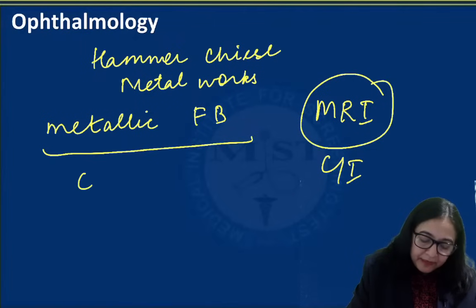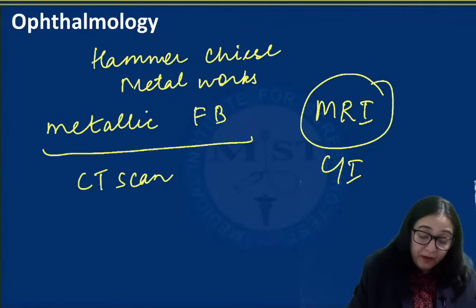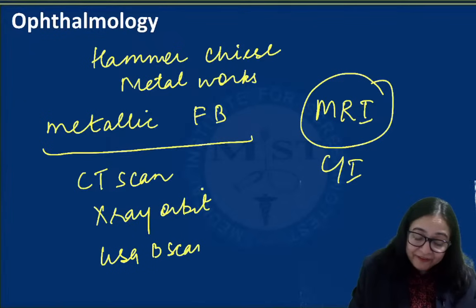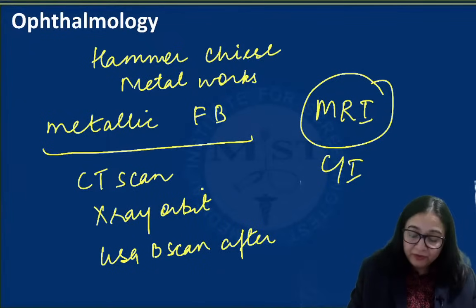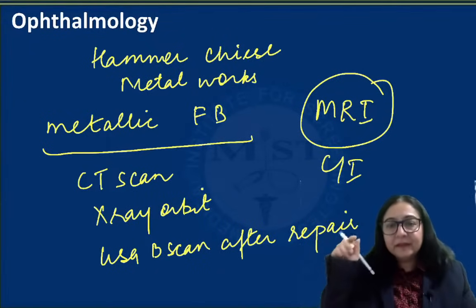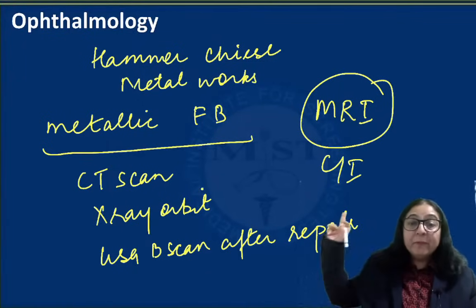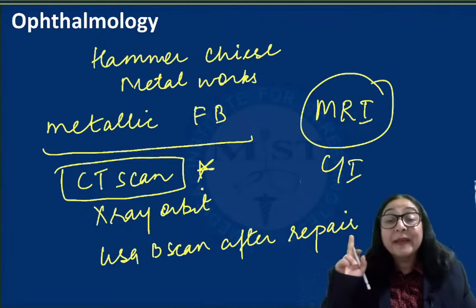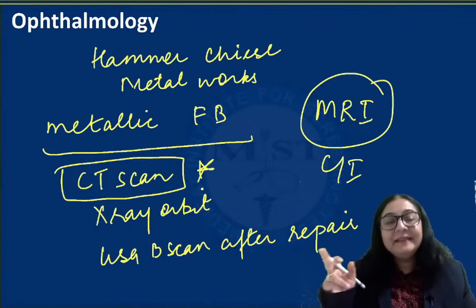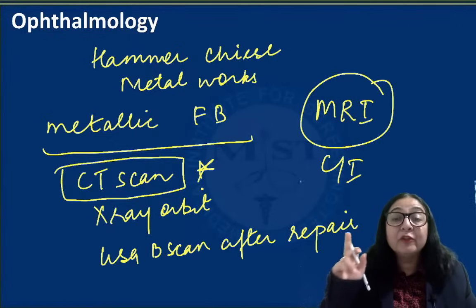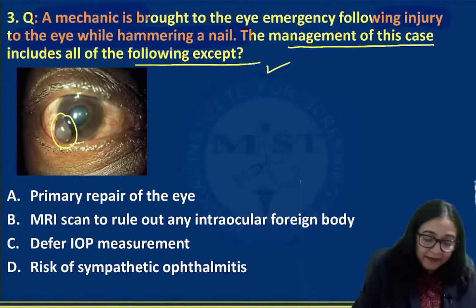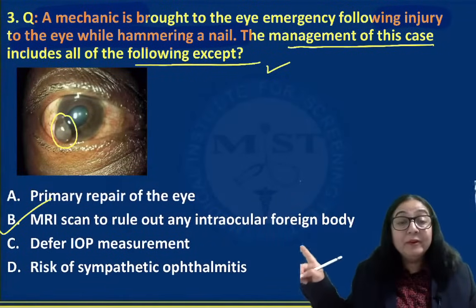The best will be to do a CT scan, or if available, you can do an X-ray of the orbit, or you can do an ultrasound B scan, but after the repair, not in the acute stage, because in ultrasound B scan the probe will put pressure on the eye. So the investigation of choice in cases where you suspect a metallic foreign body will be a CT scan, beta, not MRI. MRI is absolutely contraindicated. Now coming to the rest of the question here, beta. So obviously the right answer to the question here is choice B, as you told me.